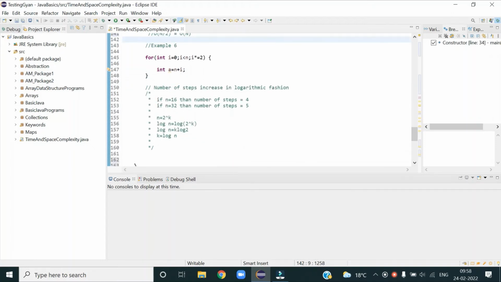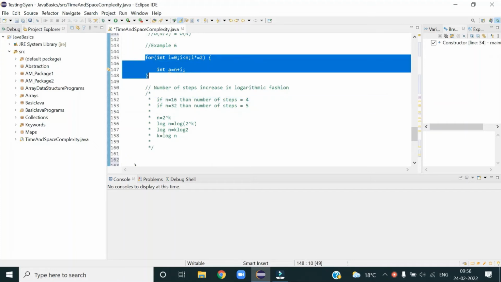And in our example 6, if you see, we are incrementing our index in terms of a multiplication factor. So here let us understand this one with the help of an example. Let's say when n is equal to 16, then this loop is going to run 4 times.